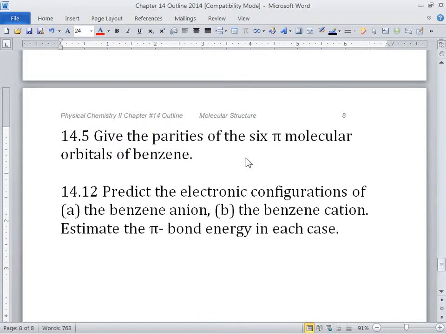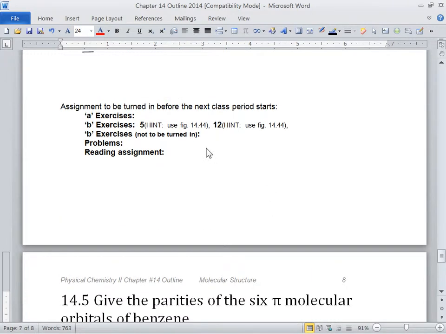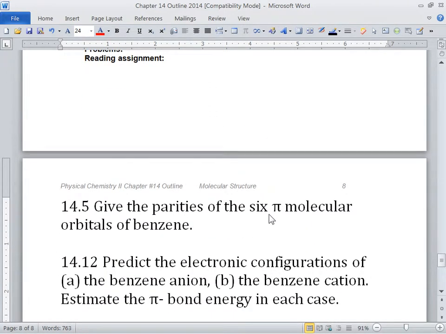Okay, give the parities of the 6 pi molecular orbitals of benzene. Isn't there a hint for this? Yes. Use figure 14. Because I don't know what the pi molecular orbitals of benzene are. Because we just have a table for those diatomic homonuclear molecules, right? So if they want to talk about benzene, someone's got to do all the Spartan calculations and give them to us. So we need to find the table.